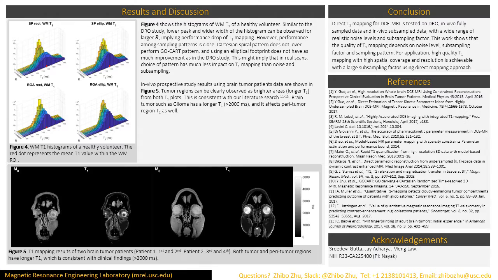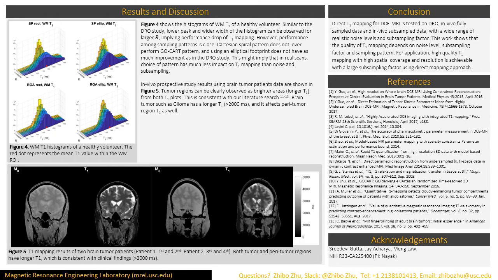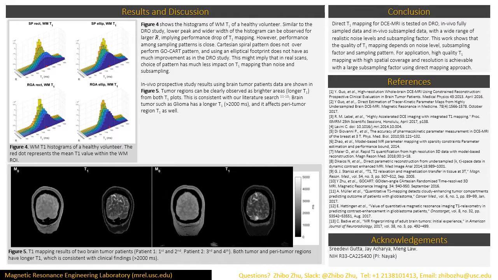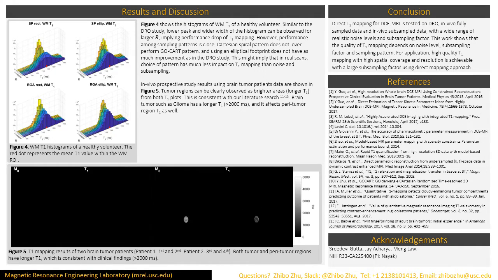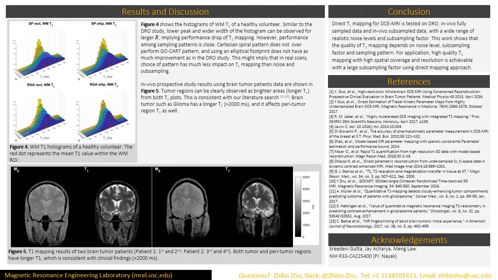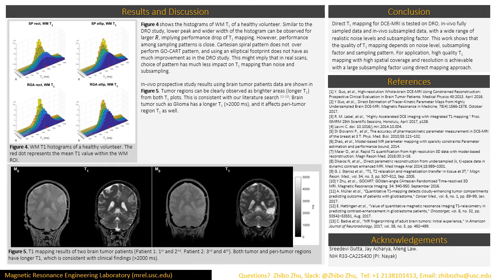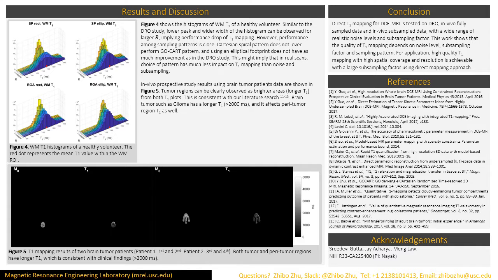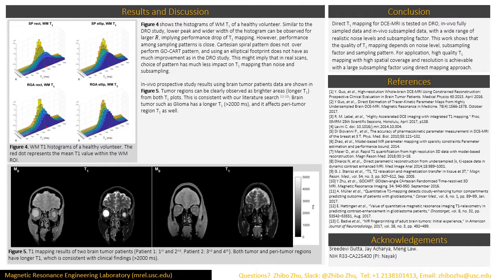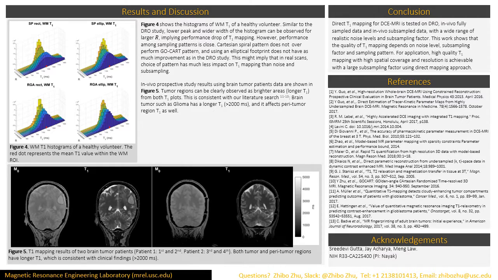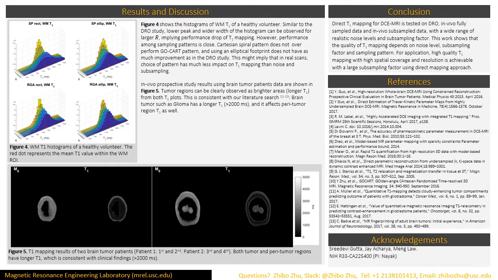Figure 4 shows the histograms of white matter T1 of a healthy volunteer. Similar to the DRO study, lower peak and wider width of the histogram can be observed for larger R, implying performance drop of T1 mapping. However, performance among sampling patterns is really close. Cartesian spiral pattern does not outperform gold-card pattern, and using an elliptical footprint does not have as much improvement as in the DRO study. This might imply that in real scans, choice of pattern has much less impact on T1 mapping than noise and subsampling.